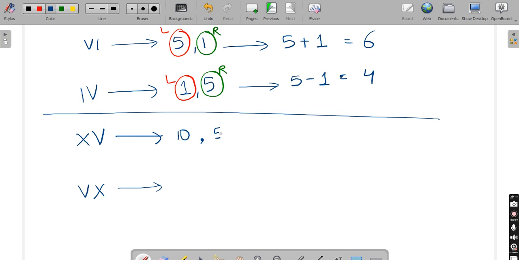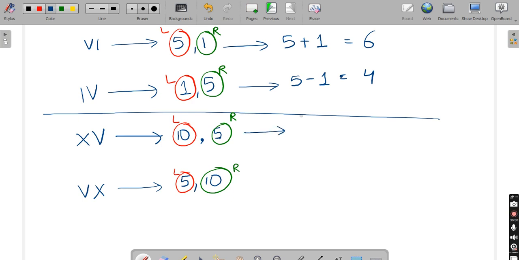Here V means your 10 and it will be your 5. In the same way, here I can take 5, here I can take 10. Already I told you we need to identify the left side and the right side of the number. So this is my right side number, and this is my left side number, it is also my left side number.